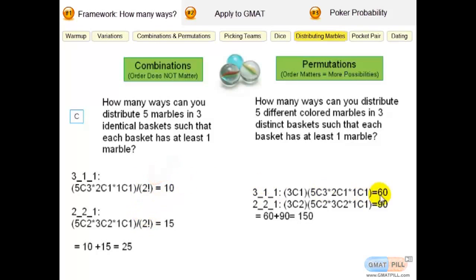And then you also have to multiply by 3 choose 1 because you could pick whichever spot to have 3 marbles. Like this one, you know, basket number 1 could have 3, basket number 2 could have 3, or basket number 3 could have 3.